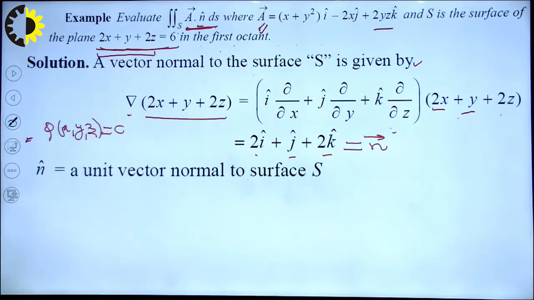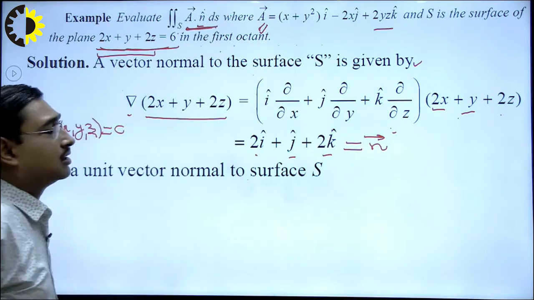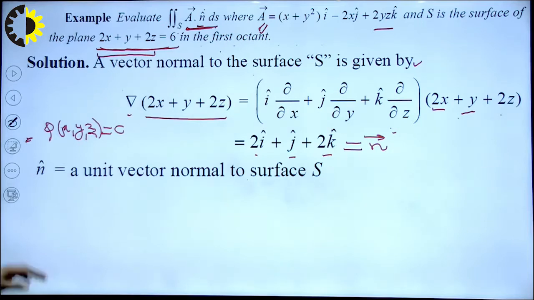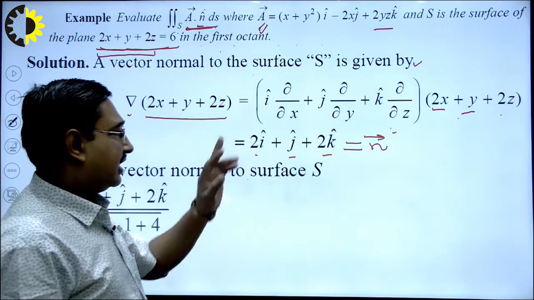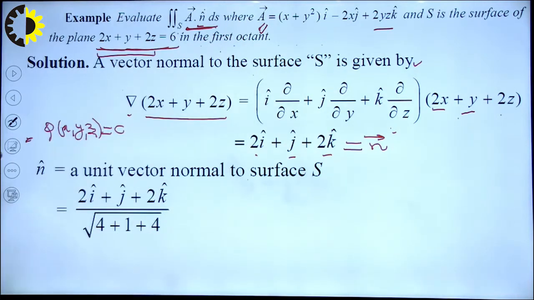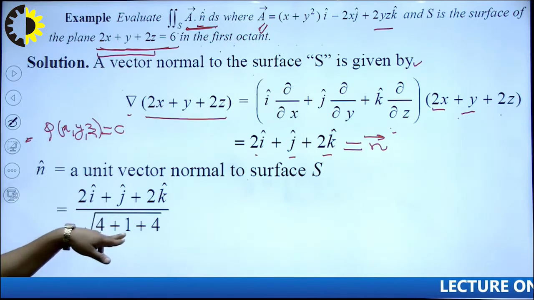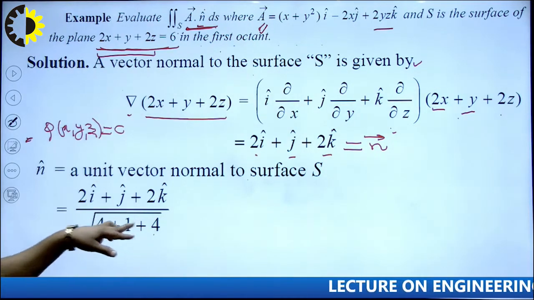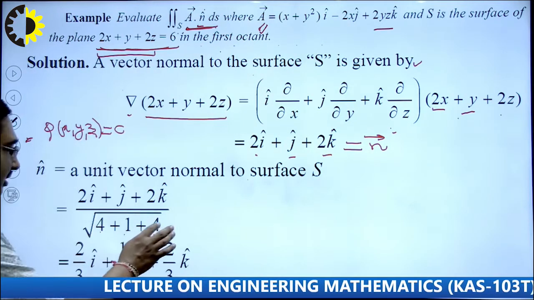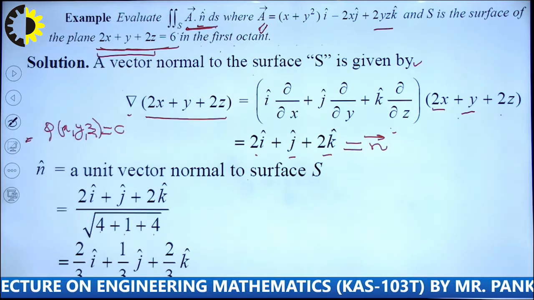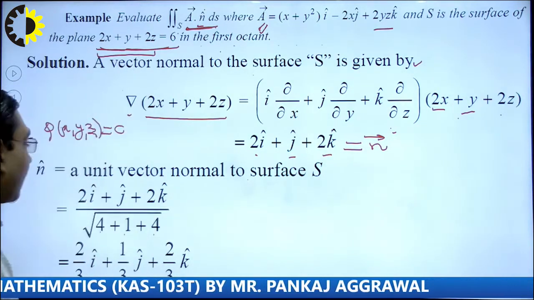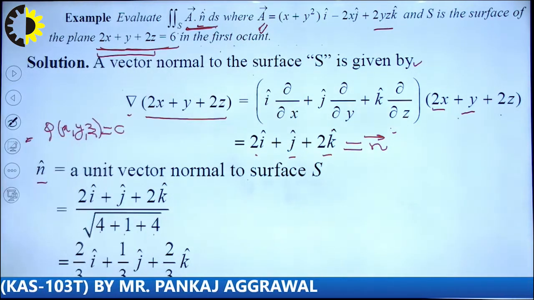Now, because we require n cap here, I convert this vector to a unit normal vector. For this we shall divide this vector by its modulus. The vector is 2i cap plus j cap plus 2k cap. Its modulus will be square root of 2 square plus 1 square plus 2 square, that is 4 plus 1 plus 4, which becomes root 9, which is 3. It can be written as 2 upon 3 i cap plus 1 upon 3 j cap plus 2 upon 3 k cap. I have calculated vector n cap.